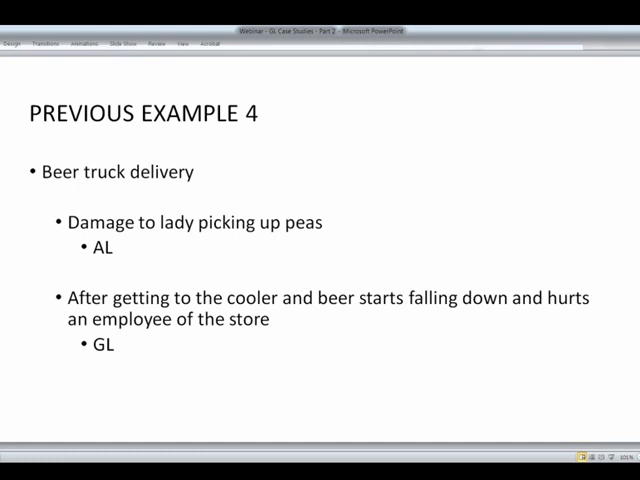So unloading that beer in that supermarket, even though the truck was some 100 yards away from the delivery place, if there's an accident, then that is auto. But once we get to the cooler and the beer that the insured stacked up falls down and hurts an employee of the store, then that becomes GL.